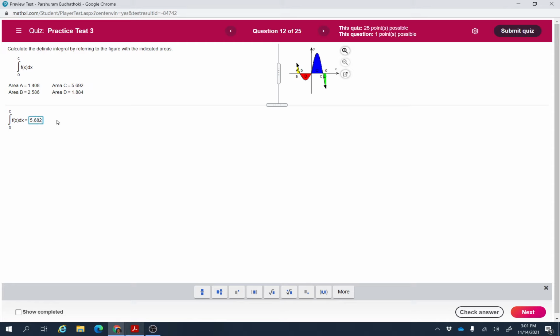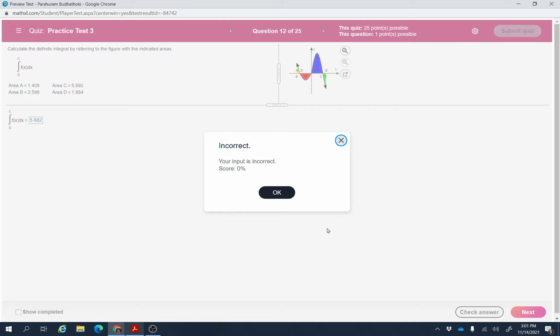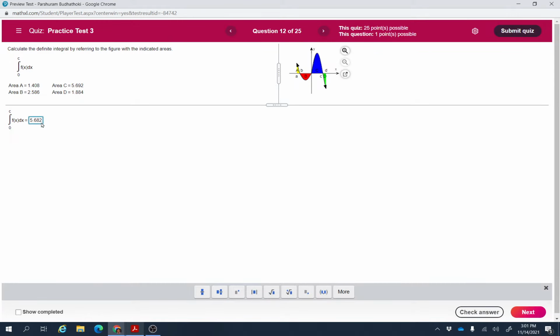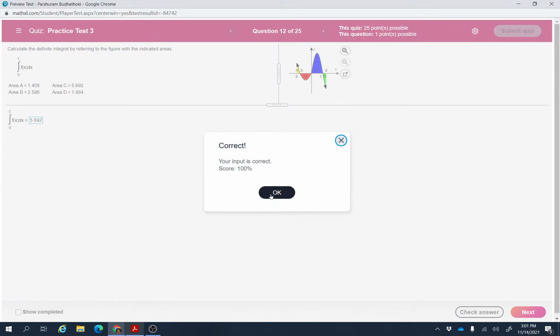5.692. That's the area of c, and that's what we're finding if we try to find the integration from 0 to c. What happened? Did I do something wrong here? Oh yeah, my copy is not right. It should be 5.692, not 82,692. That's perfect.